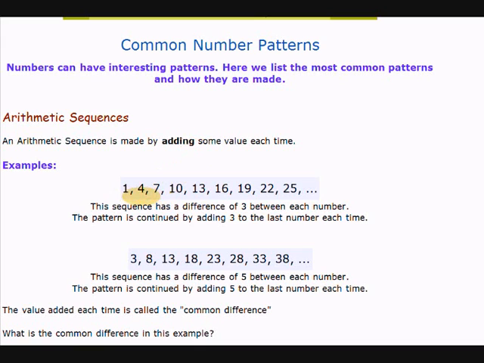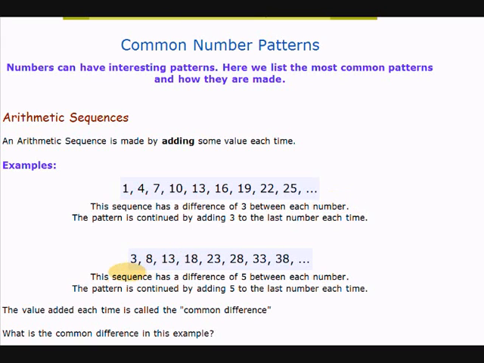Let us take this sequence: 1, 4, 7, 10, 13, 16, 19, 22, 25. This sequence has a difference of 3 between each number. The pattern is continuing by adding 3 to the last number each time.